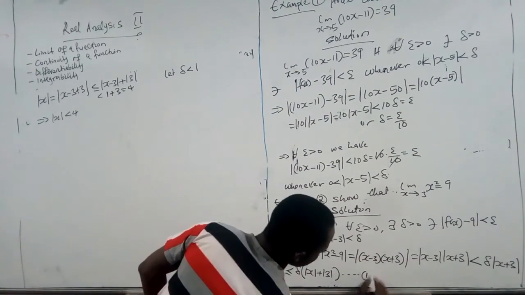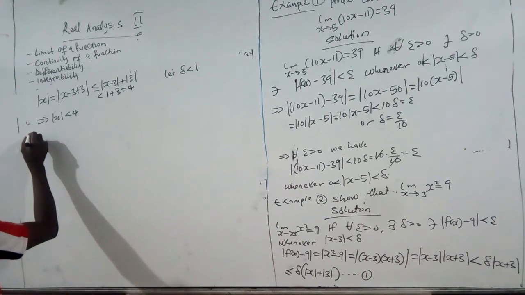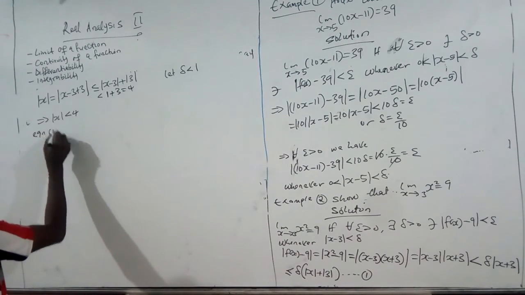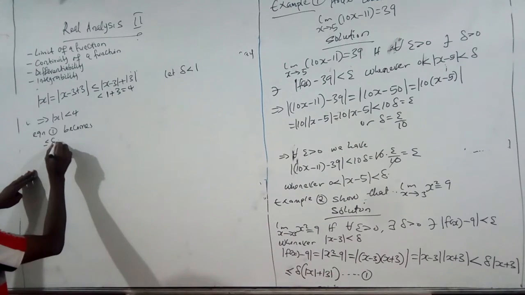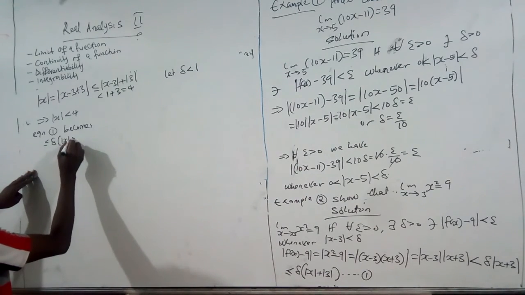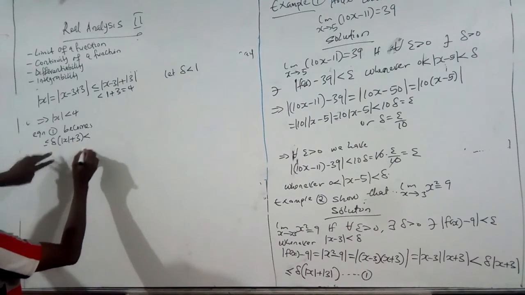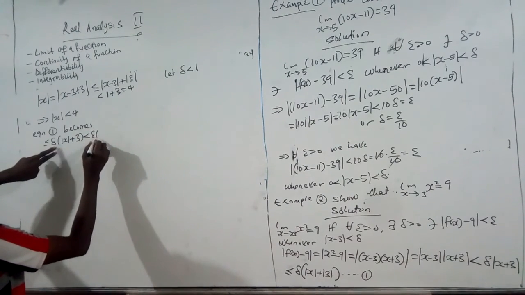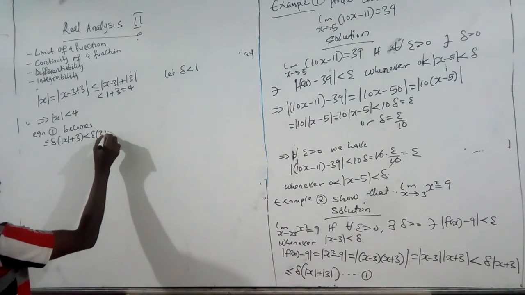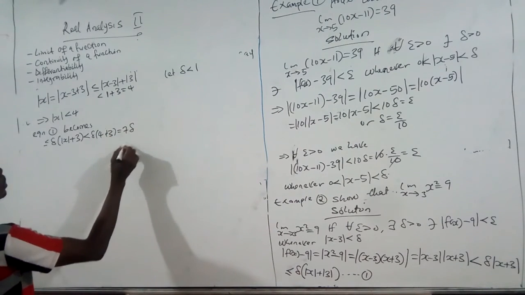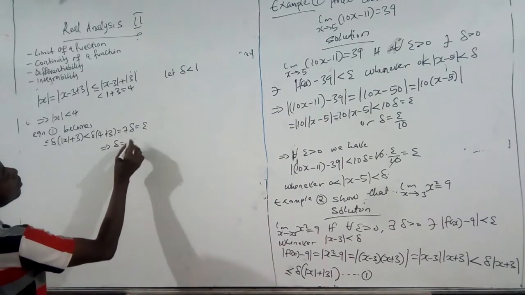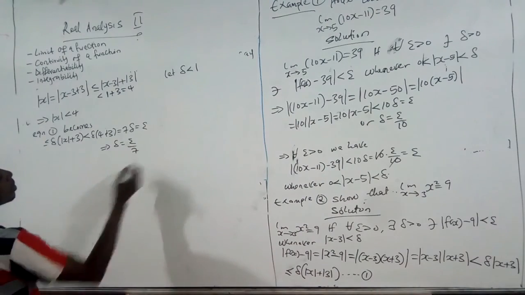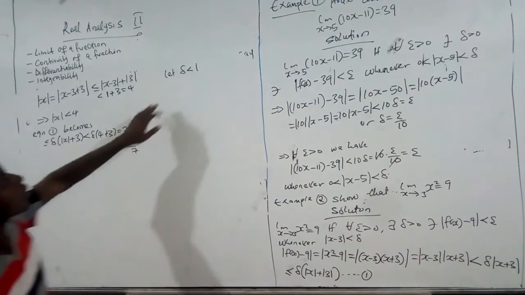I can name this equation 1. Then equation 1 becomes less than or equal to delta times the absolute value of x plus 3, and this is less than delta times, the absolute value of x is less than 4, so we get 4 plus 3, which is equal to 7 delta. And we can say this is equal to epsilon, implying delta is equal to epsilon over 7. So now we have delta equal to epsilon over 7 and delta equal to 1.